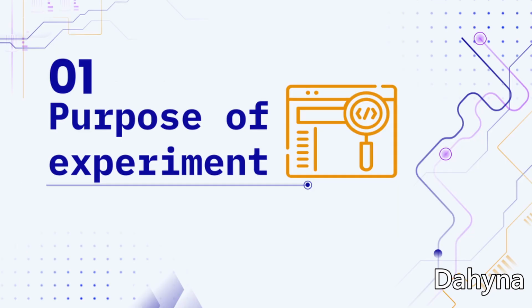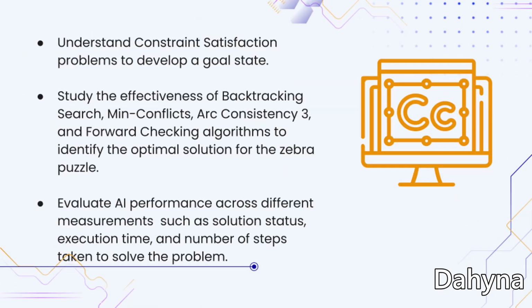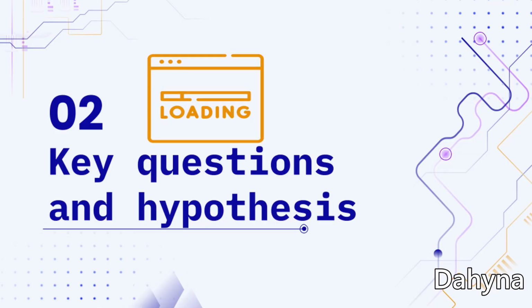Purpose of experiment. Understand constraint satisfaction problems to develop a goal state. Study the effectiveness of backtracking search, min conflicts, consistency 3, and forward checking algorithms to identify the optimal solution for the zebra puzzle. Evaluate AI performance across different measurements such as solution status, execution time, and number of steps taken to solve the problem.